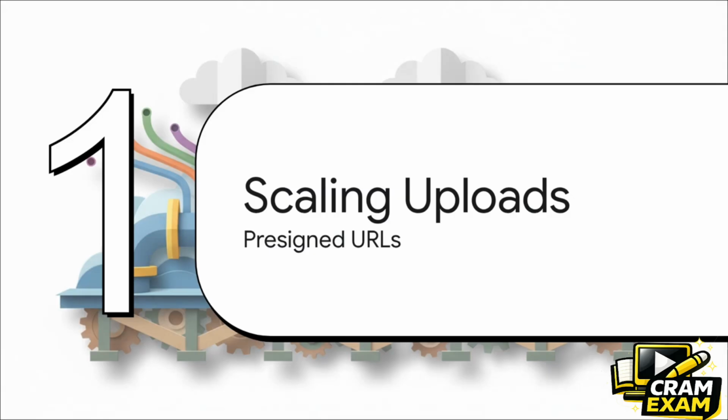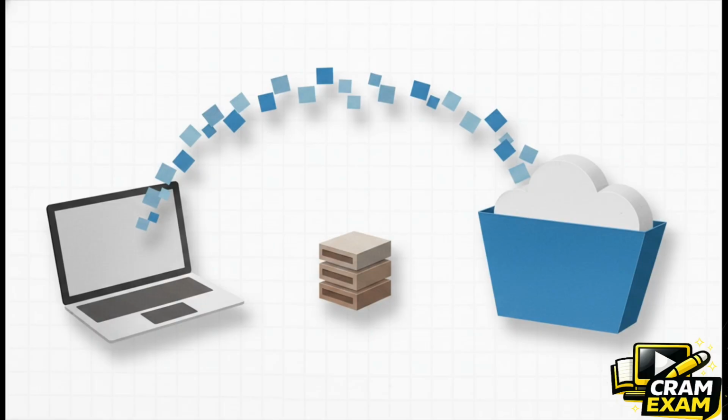Okay, let's jump to Section 3, Scaling with Presigned URLs. Now, we absolutely need to talk about scaling. Imagine routing a massive 4 gigabyte video upload through your small backend EC2 server. You're going to completely crush your compute resources and max out your network cards. It's a disaster waiting to happen.